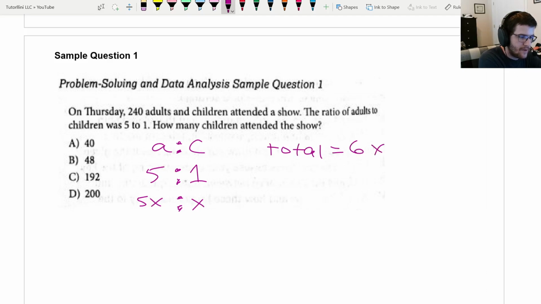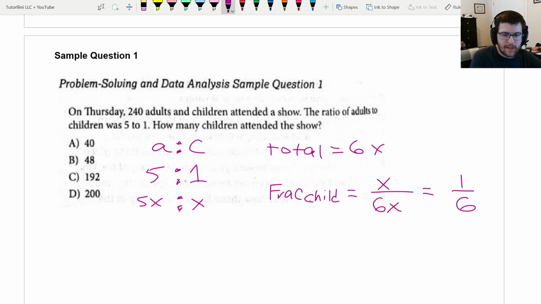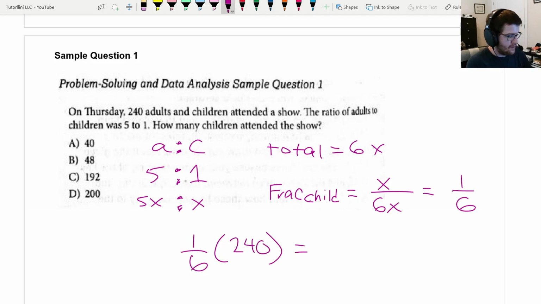So that means the fraction for children is the children part, which is x over the total, which is 6x. And that gives us 1/6. We can now multiply that fraction by the total. So 1/6 times 240, and we should get the total number of children.